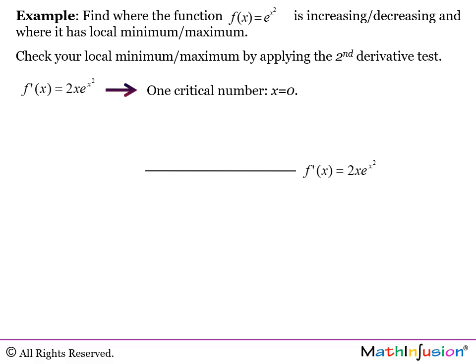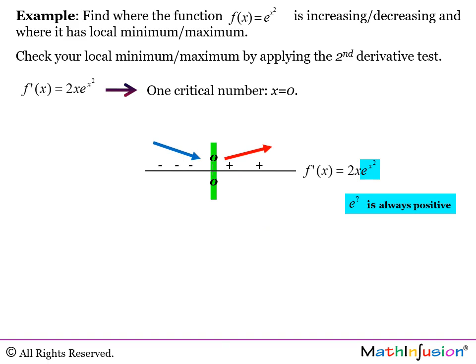Let's do the analysis on the real line for the first derivative. It is 0 at 0, and this one is always positive, so it's pretty easy. When x is negative, we will get negative, and when x is positive, we will get positive. So the function is decreasing and then increasing. You can use the first derivative test, but you can also observe that you go down, then you go up. It means that there must be a local minimum at x equals 0.